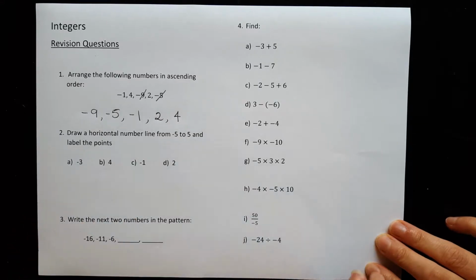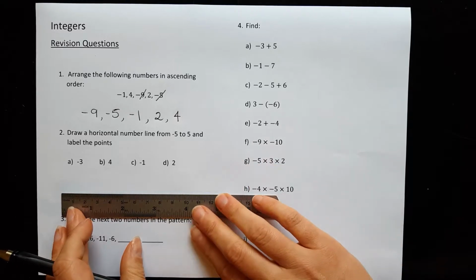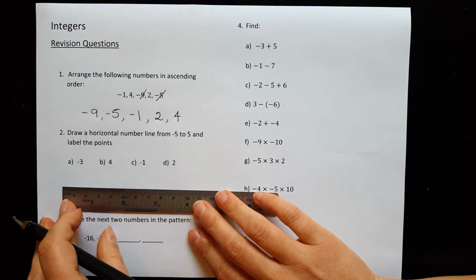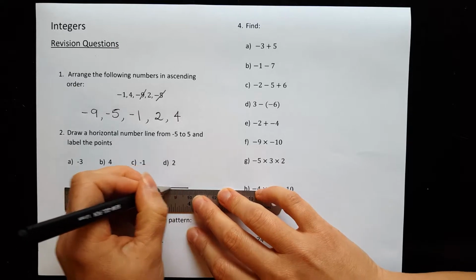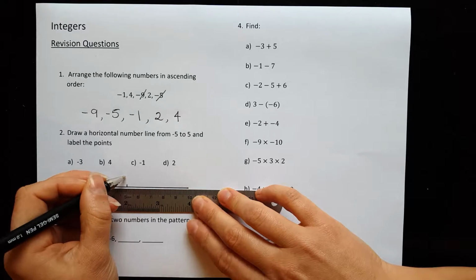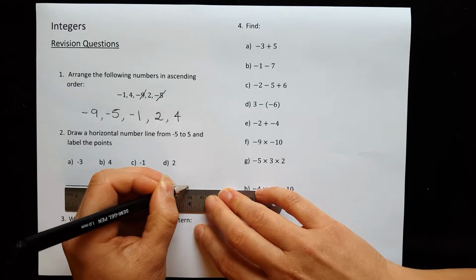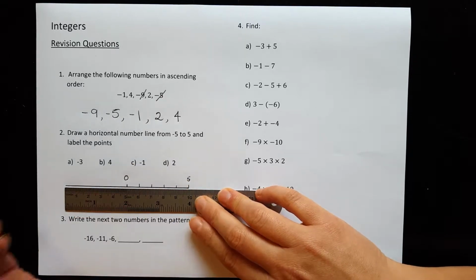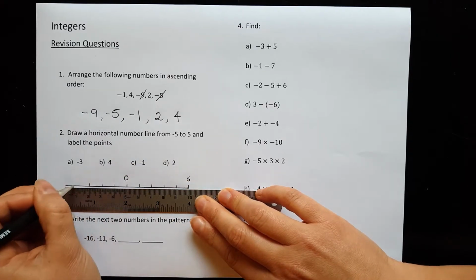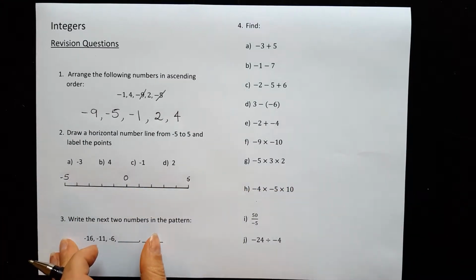Question 2, draw a horizontal number line from -5 to 5 and label the points. So with my ruler, I'm going to draw a horizontal line, 10 centimeters long. In the middle at 5, that's going to be 0. And each centimeter is 1: 1, 2, 3, 4, 5. Each centimeter is 1. 1, 2, 3, 4, and -5. Okay, so there's my number line.